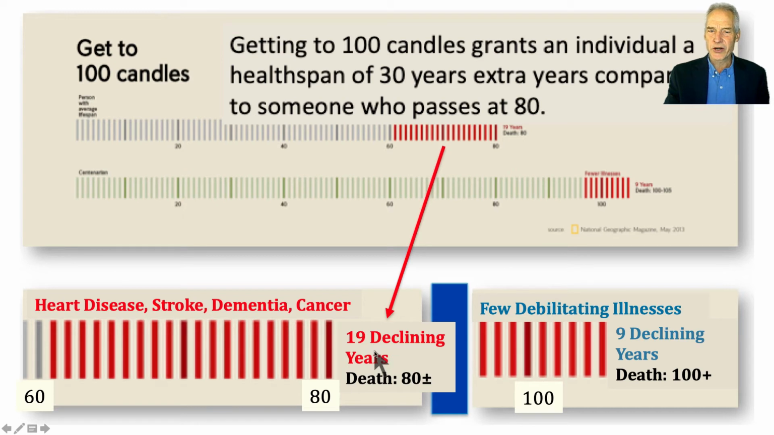So the 19 years of declining health versus the 9 years of declining health, that's a 10-year health span increase coupled to the fact that you're living 20 years longer. So that's how we get to the 30 years of extra health span for people. And that's, I think, everybody who's listening, that it's their goal, to live healthier, not necessarily just to live longer.